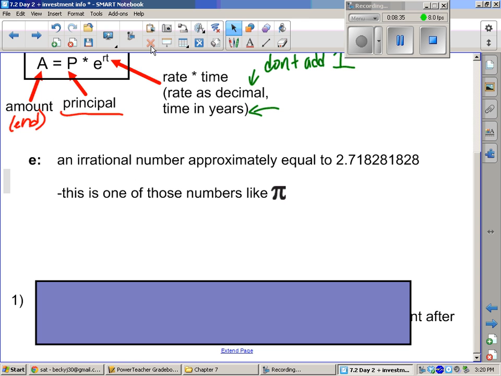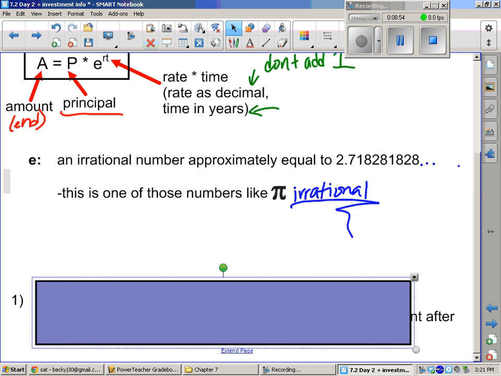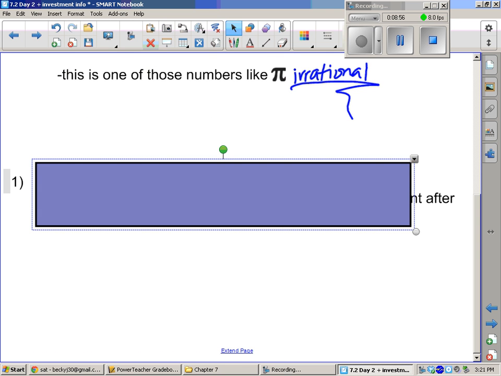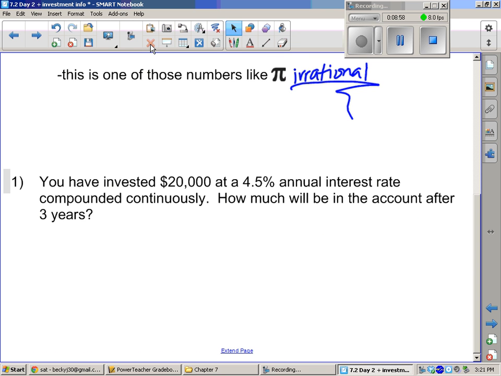It's E extra special. Yes. Well, E is an irrational number approximately equal to 2.7 and so on forever. Now, it's one of those numbers like pi that goes on forever and ever. Okay, it's irrational because you can't write it as a fraction. It just continues with no pattern and never ending. Okay, and it's on your calculator just like pi. Yeah, there's a button. We can show you in class.